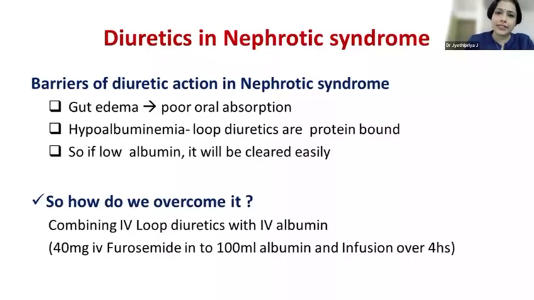Now, how to tackle this situation? So combining IV loop diuretics with IV albumin will be a feasible option. So for example, we can combine 40 mg of IV furosemide in 100 ml albumin, and infusion could be done for 4 hours to tackle this situation.